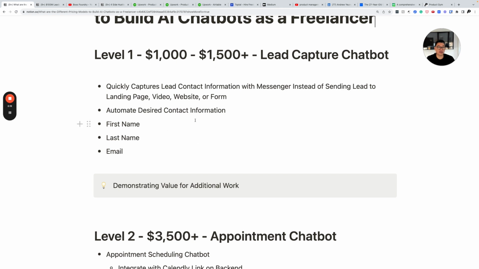What makes this a lot easier is that instead of sending them to a form or a landing page or a website, you can direct your lead immediately over to your messaging. So whether you're running an Instagram ad or a Facebook ad, at least you have somebody now to follow up with.